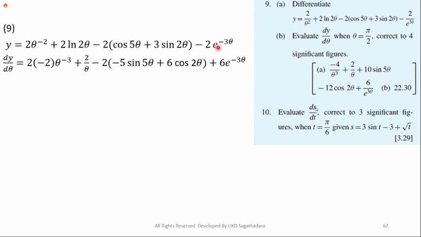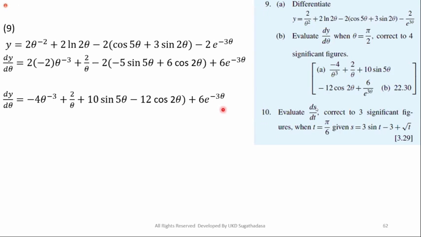So when you differentiate e to the power minus 3 theta, it gives minus 3 e to the power minus 3 theta. That minus 3 and this minus 2 become plus 6. Right? That's how we get the second line. Third line, just a little bit simplified. No, remove the brackets. That's all we did here. Here minus 4 t to the power minus 3, 2 by theta, 10 sin 5 theta, minus 12 cos 2 theta.